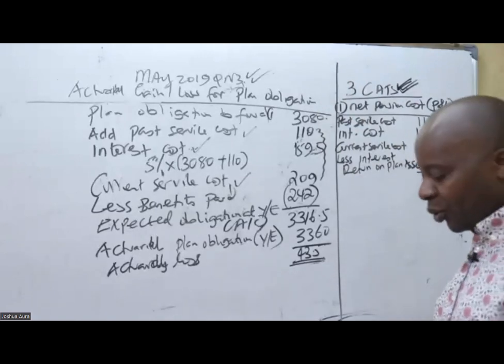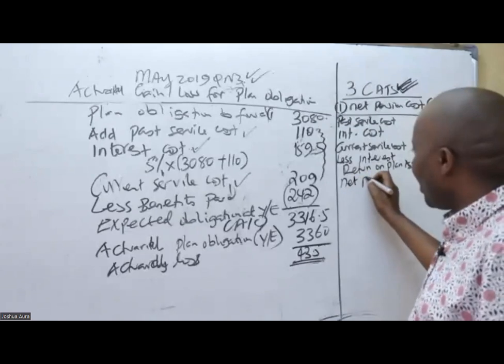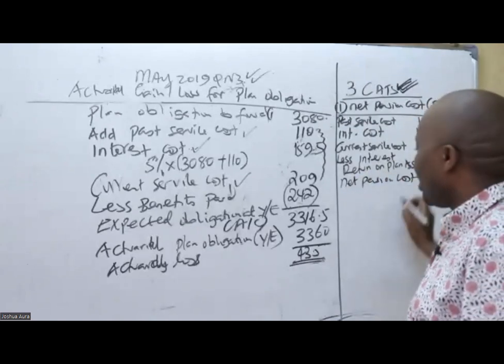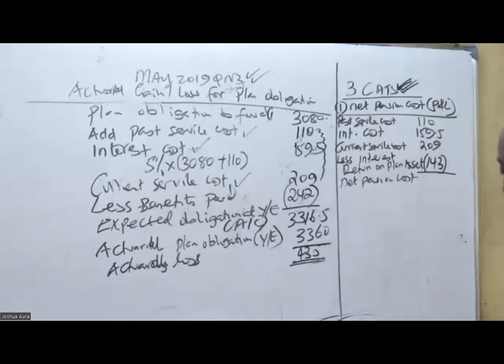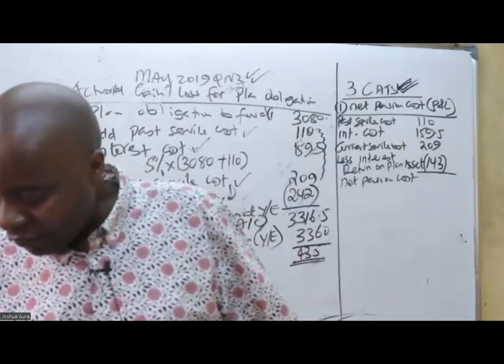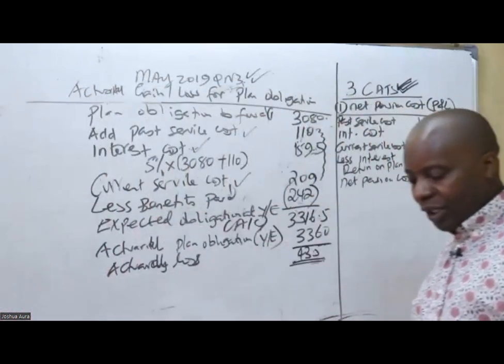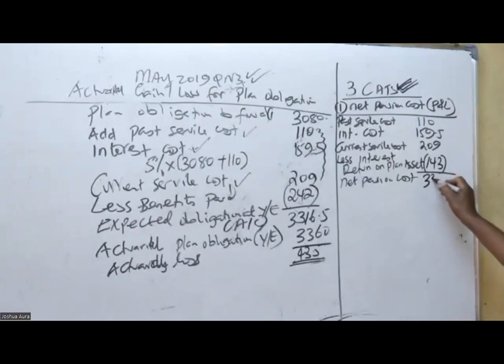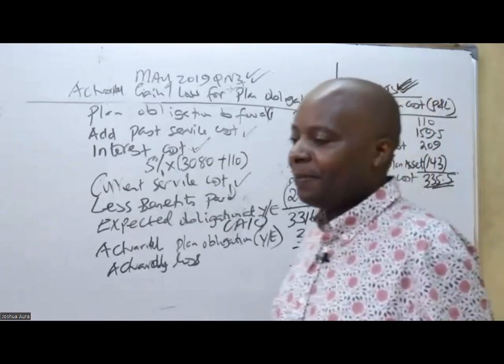So when you deduct, you'll be able to get the net pension cost. You take this, you subtract this, you give me a figure very fast. So according to this gentleman, they are getting 335.5. That is the first cut.